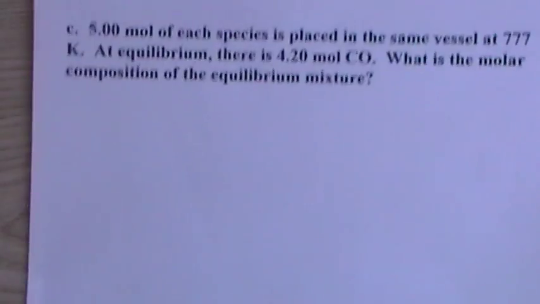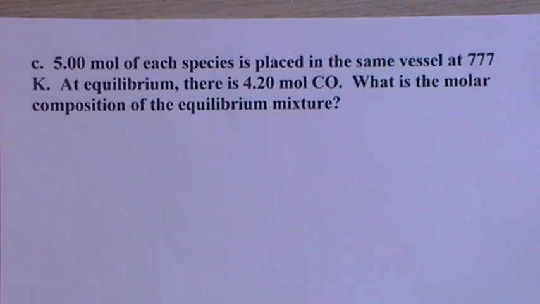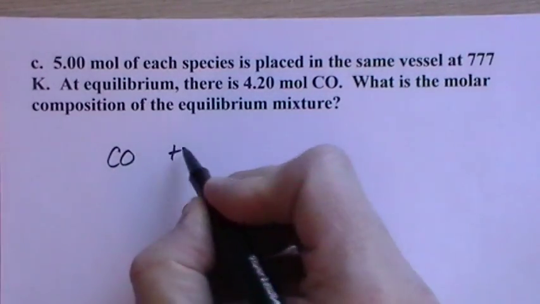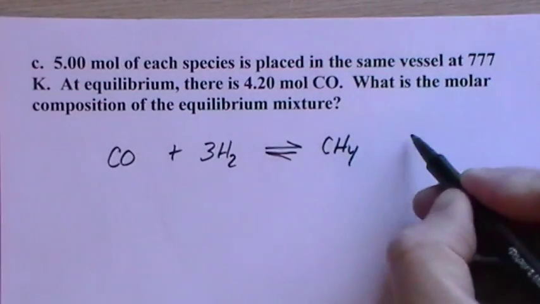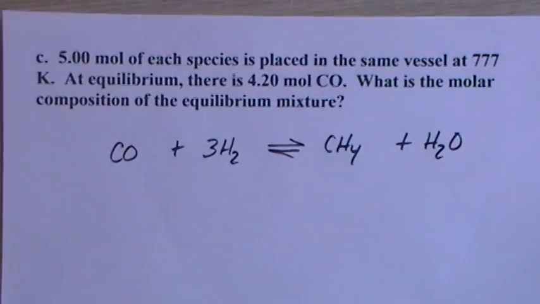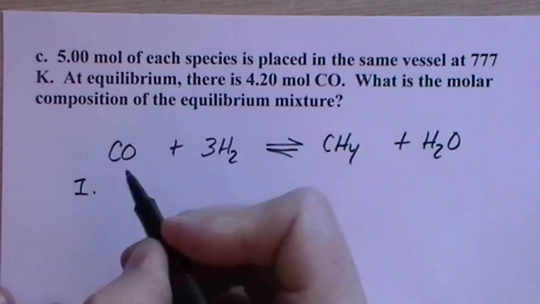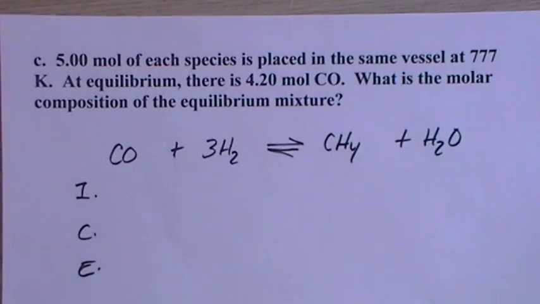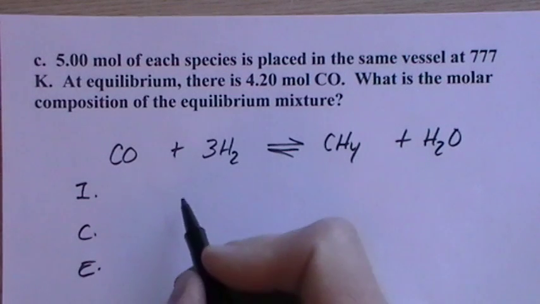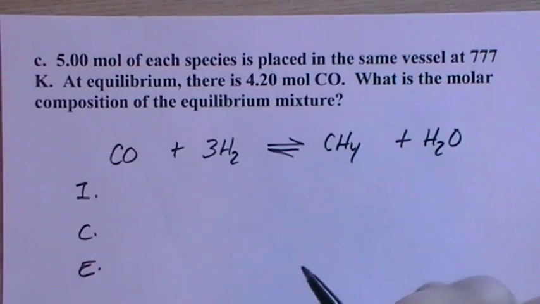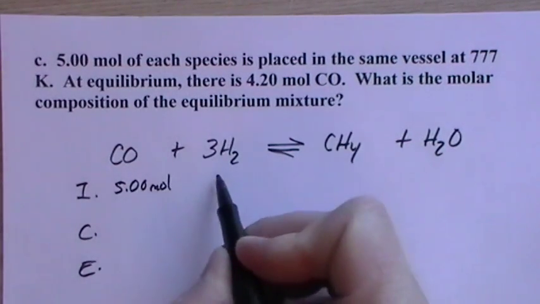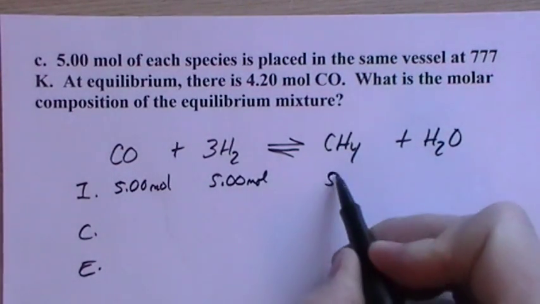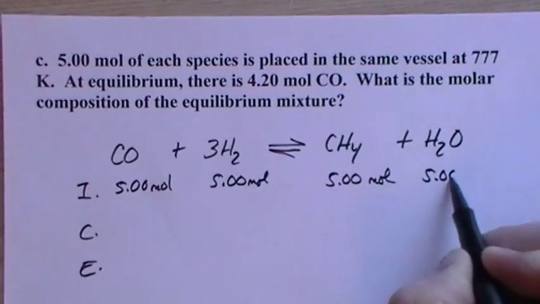Let's try one last one. This one's a little different from the others. 5 moles of each species. Same reaction, by the way. I'm going to try to write larger here. And initial, change, equilibrium, same as before. Now, they said that we have 5 moles of each species placed in the same vessel. So there's 5 moles here, 5 moles here, 5 moles here, 5 moles here.